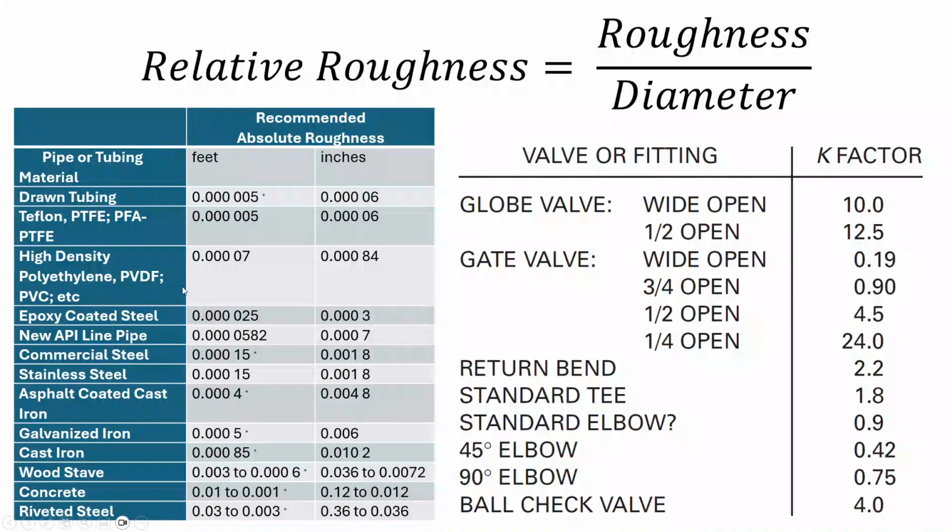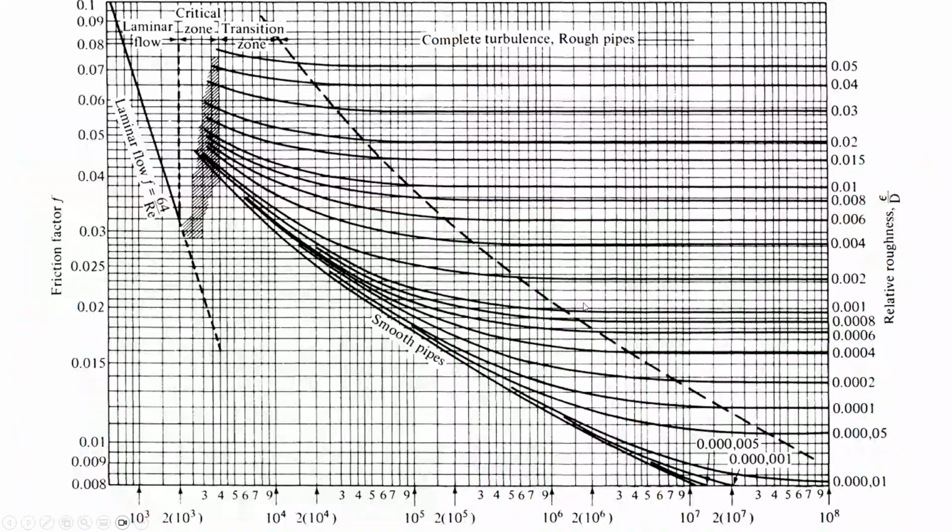So this is a high density polyethylene pipe which has a roughness of 0.00084, and then you have to divide that by the diameter. So this relative roughness is 0.00084 divided by 0.75 inch, which is the diameter of the pipe, and I found 0.0011 relative roughness.